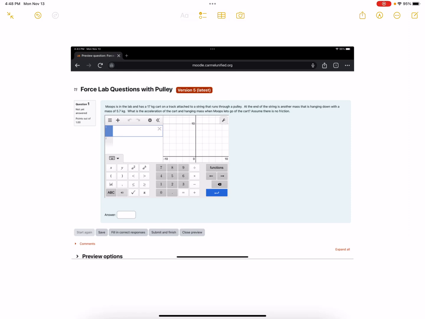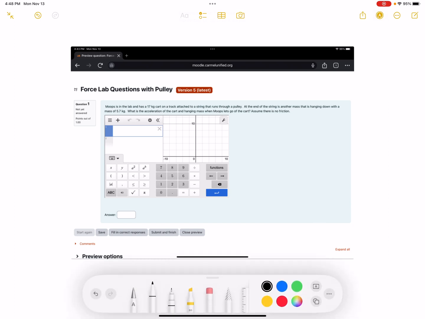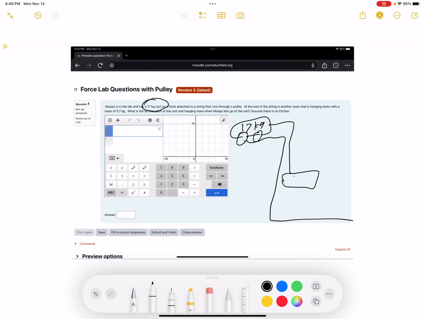Hello. For this problem, we're going to do a lab problem. This is a half Atwood machine, and so to solve this problem, let's take a look at it. So we're going to start with our track, and we have a cart over here on the track, and the cart has a mass of 17 kilograms. Then there's a string with a pulley, and hanging down here is 5.7 kilograms.